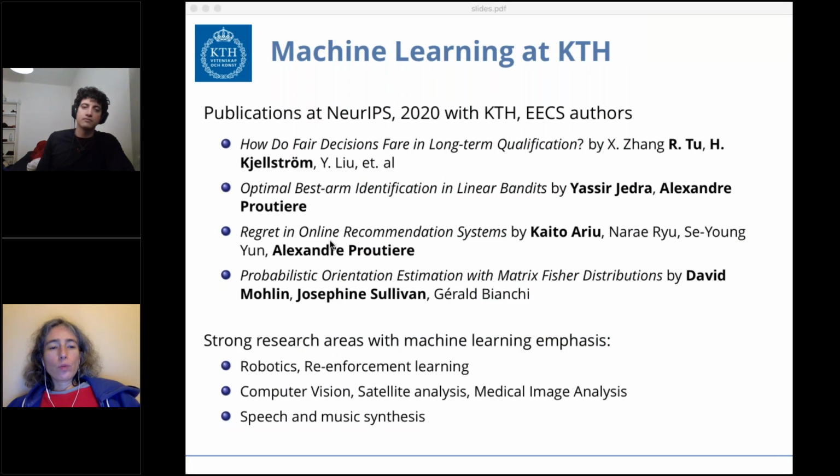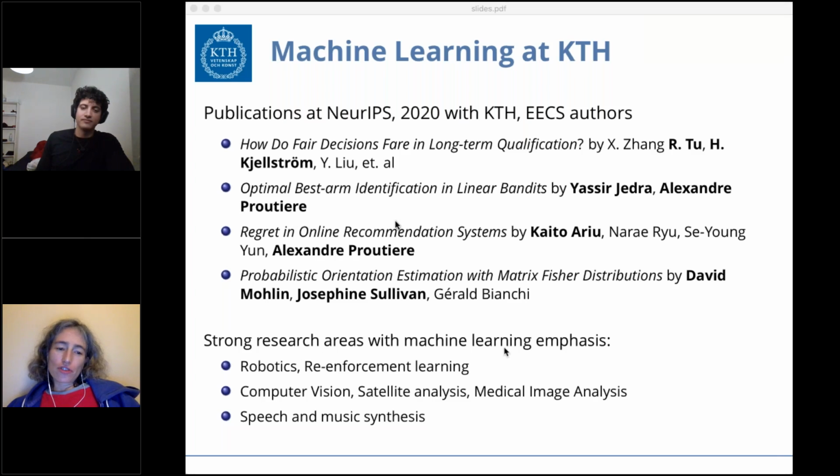Okay, so what is happening in machine learning at KTH? Here is an example. Here are the publications at NeurIPS, which is actually happening this week, 2020, from KTH with authors from the school. I should say I have one here, and actually my student David will be presenting the poster right after this. So I'll probably go and join him after this presentation.